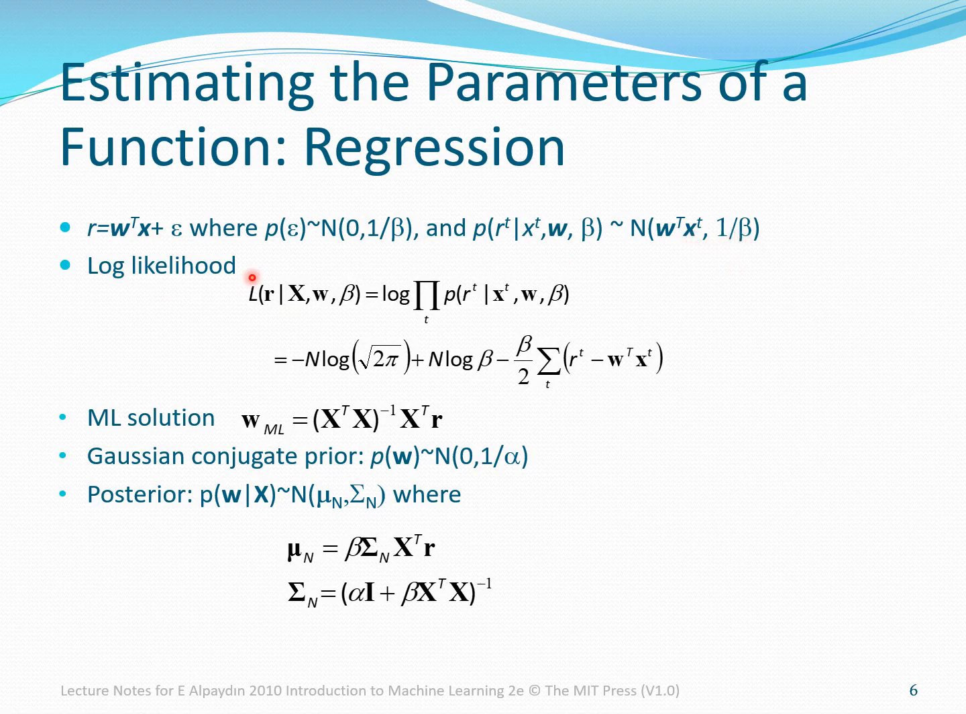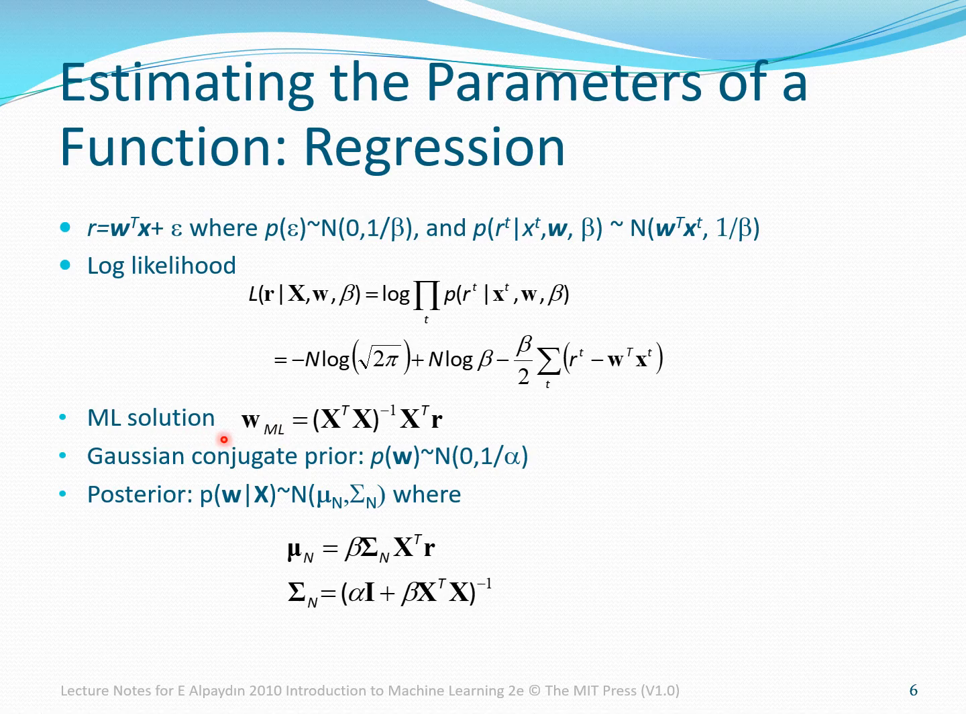Log likelihood. L of r given x, w, beta equals log of the product over t of probability of r^t given x^t, w, beta, equals negative N log of root 2 pi plus N log beta minus beta by 2 times the summation over t of r^t minus w^T x^t, squared.